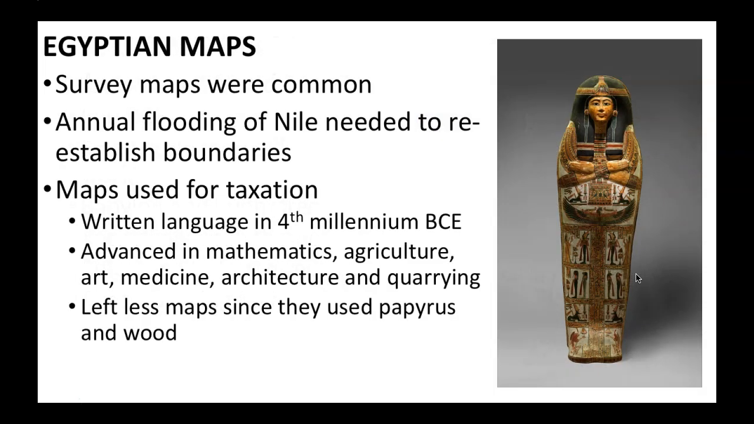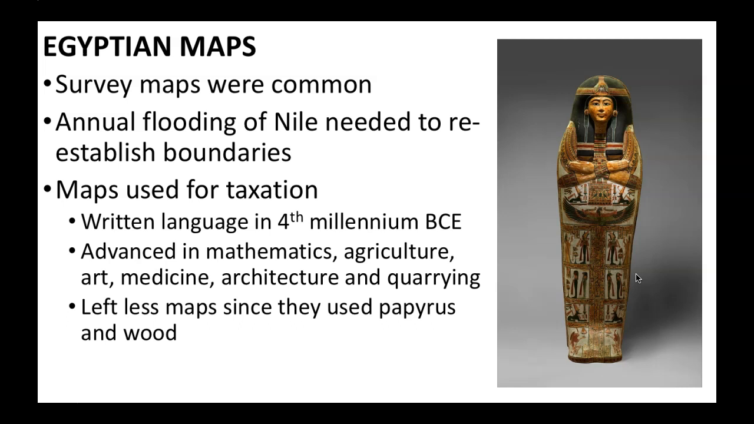In ancient Egypt, we are also going to find maps, especially for surveying land. The annual flooding of the Nile also made it necessary to reestablish boundaries of properties. So many of these maps were used for taxation. They are written in about the 4th millennium before the Common Era. The Egyptians also had advanced mathematics, large agricultural production, and they also ventured into art, medicine, architecture, and quarrying. So many of the maps from this period cover these topics.